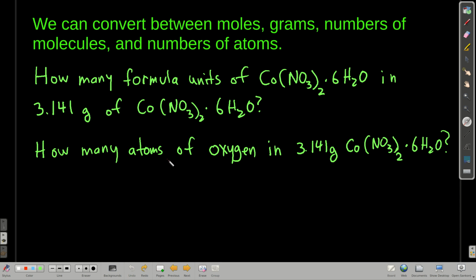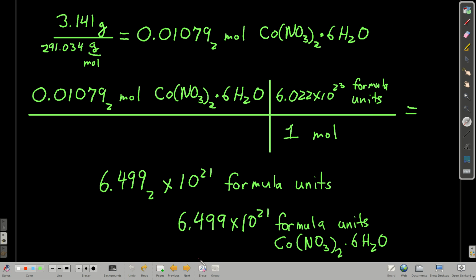Once we know how many formula units of this we have, to get how many atoms of oxygen we have in this much of a compound, we just say, okay, we already know that there's 2 times 3 is 6, plus 6 more is 12 atoms of oxygen in every one formula unit of this. So here's how it works out.